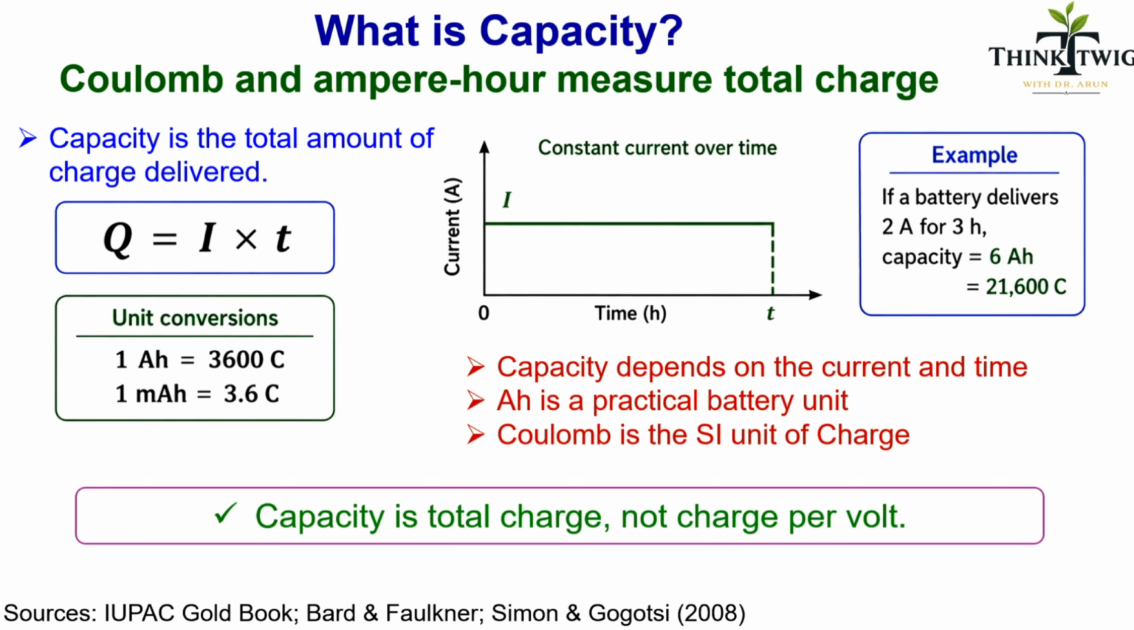This is different from the farad. Coulomb and ampere hour tell us the total charge. Farad tells us the capacitance. So this slide gives us another very simple line. Capacity is a total charge, not the charge per volt.